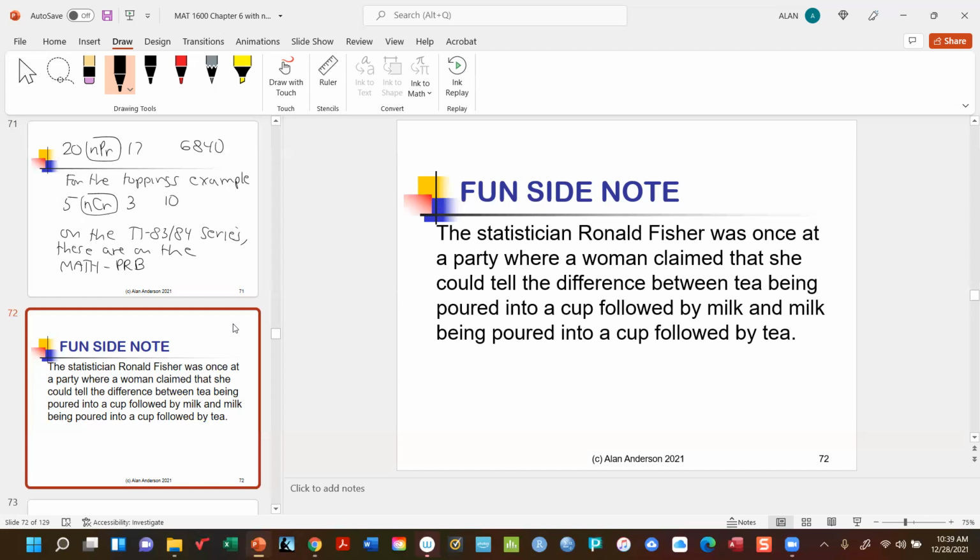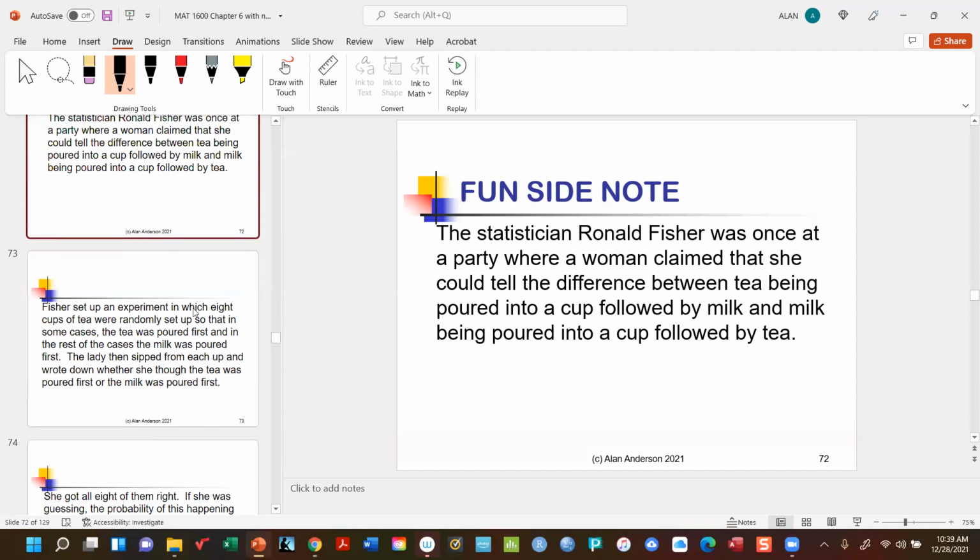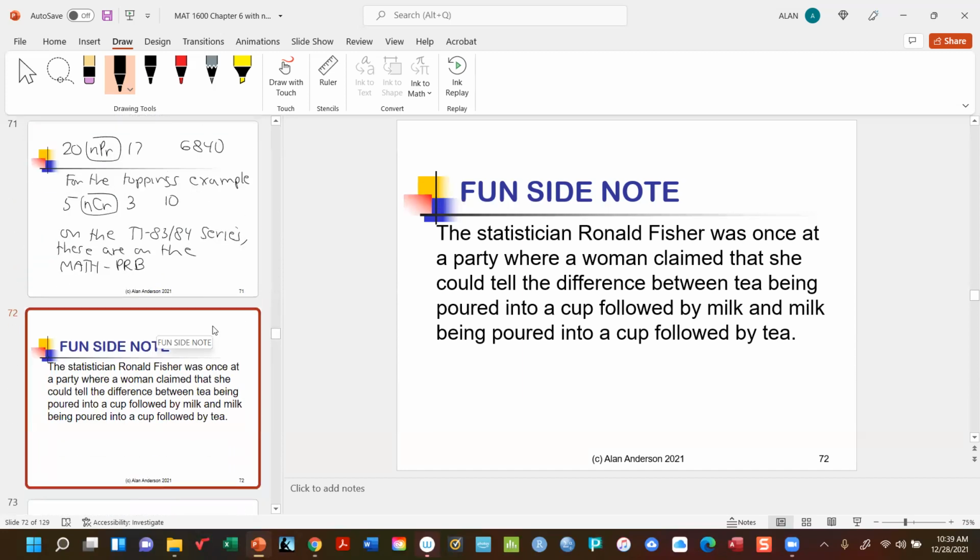Now, just out of curiosity, how many of these do you think she got right? This is something that Fisher noted and wrote about. What do you think? She claims that she knows how to tell the difference between the two. There are 8 cups. She, of course, didn't know which was which, and she announced after each one whether it was tea first or milk first.